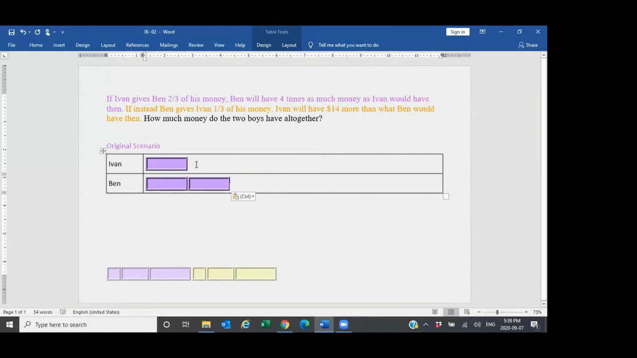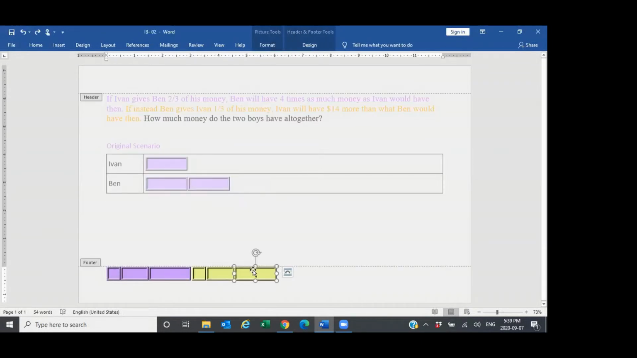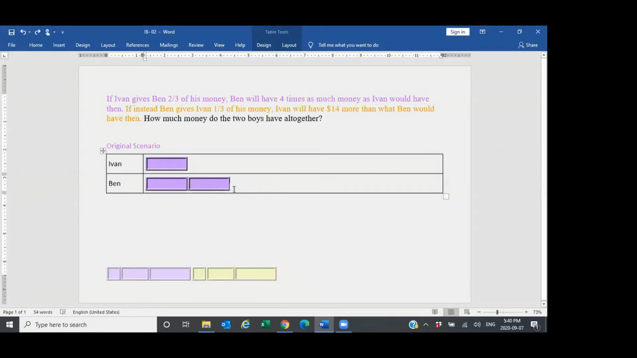Now, we did that. It says Ben will have 4 times as much money as Ivan would have then. Alright, so to make 4 times, we have to do 4 times 1. Now 4 times 1 is not 1, it's 4. So that means he needs 4 bars. For Ben, I'm going to use this color yellow to represent his bars. But of course, Ivan did give him those bars, so those aren't technically his. So we're going to make those purple because they're really Ivan's. Now we can see that Ben does have 4 times the amount Ivan has.